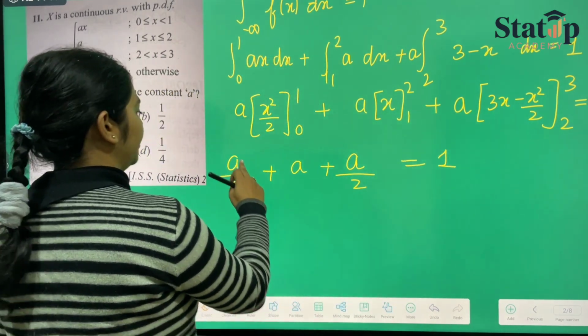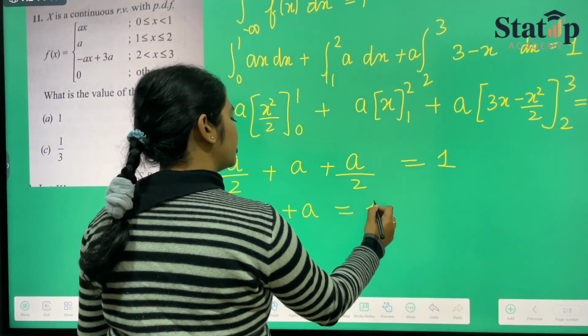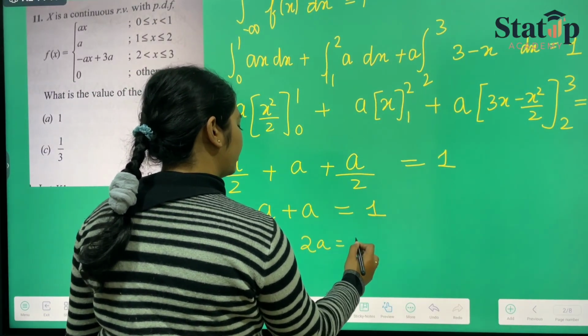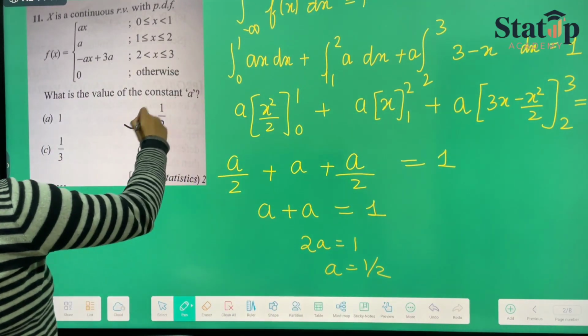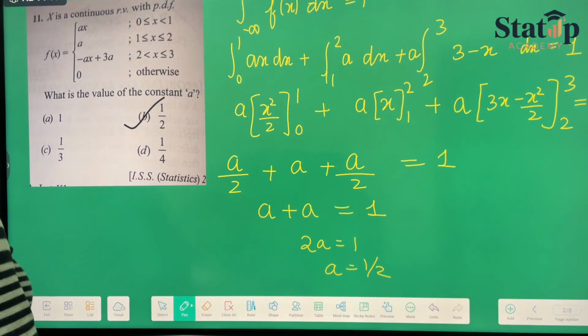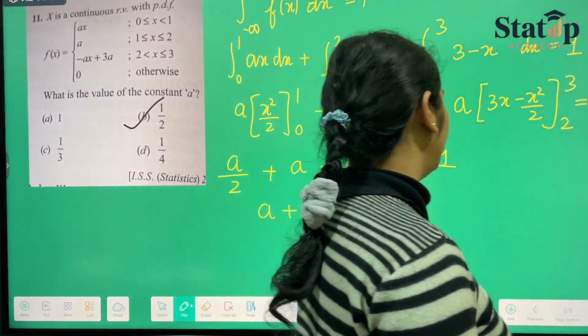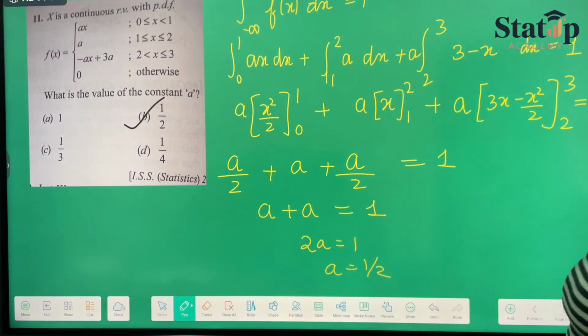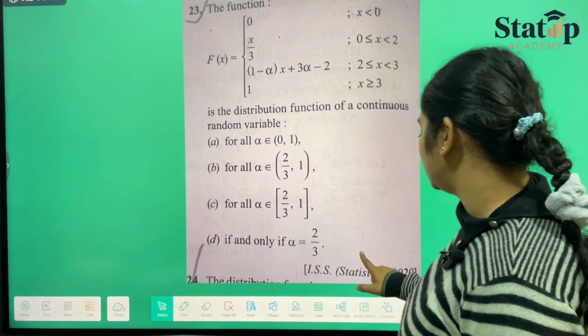If we add all of them, a by 2 will be a only, plus a is equal to 1. 2a is equal to 1, a is equal to 1 by 2, which is our option number B. This is a little bit difficult integration, more of a calculation part, but this was an easier one as compared to the other ones.